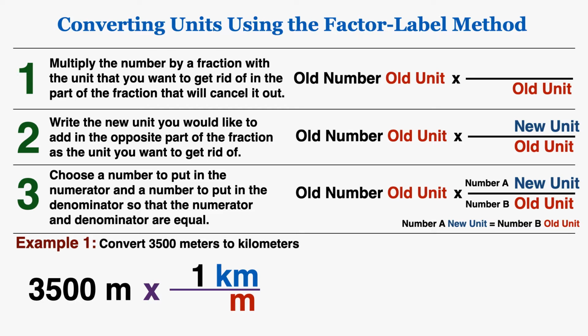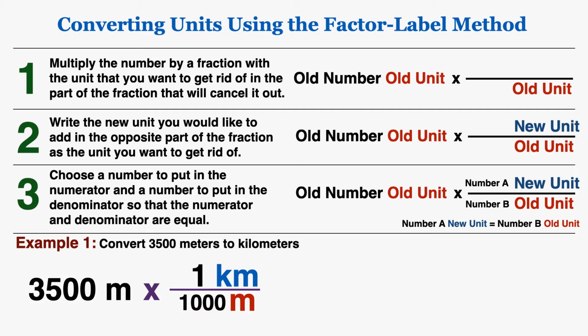I know that in every 1 kilometer there are 1,000 meters. The K actually stands for 1,000 or 10 to the third. So if I write 1 kilometer and 1,000 meters, those two numbers make the numerator and denominator equal to each other. So that's how you do the third step.